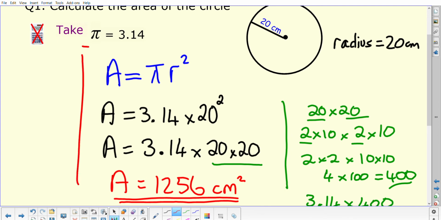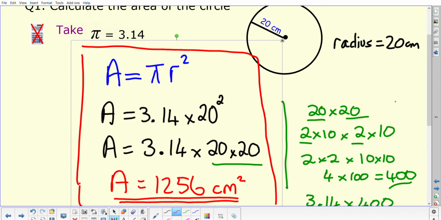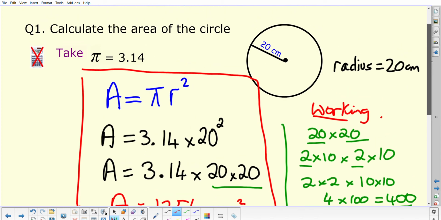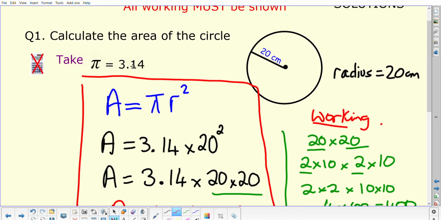So this is sort of what we need to see, but if it's a non-calculator question, I would also expect to see this type of working at the side as well. That would be evidence to me that you're not using a calculator in a question where you're told to take 3.14 for the pi value. It usually means it's a non-calculator question.